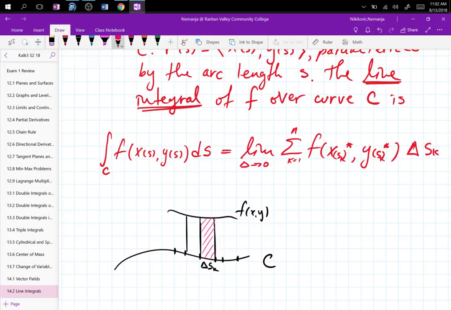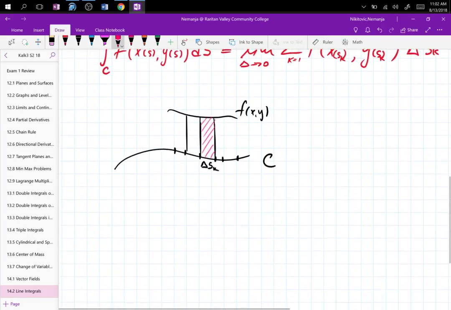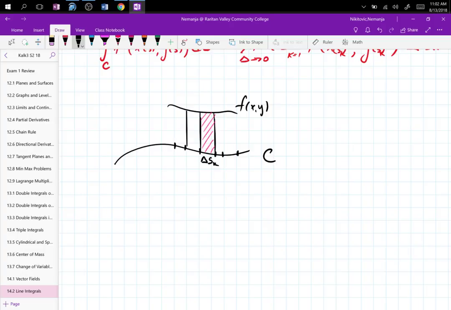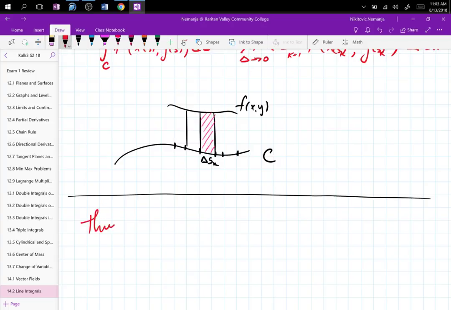Now this is not the way to compute things. The book does show a few examples on how to compute with the arc length as a parameter, but it's much better if we just go with our standard parametrization with respect to t, the one that you know, where the circle is parametrized as r cosine t, r sine t, and all of that stuff. So immediately, big theorem on how to compute line integrals.